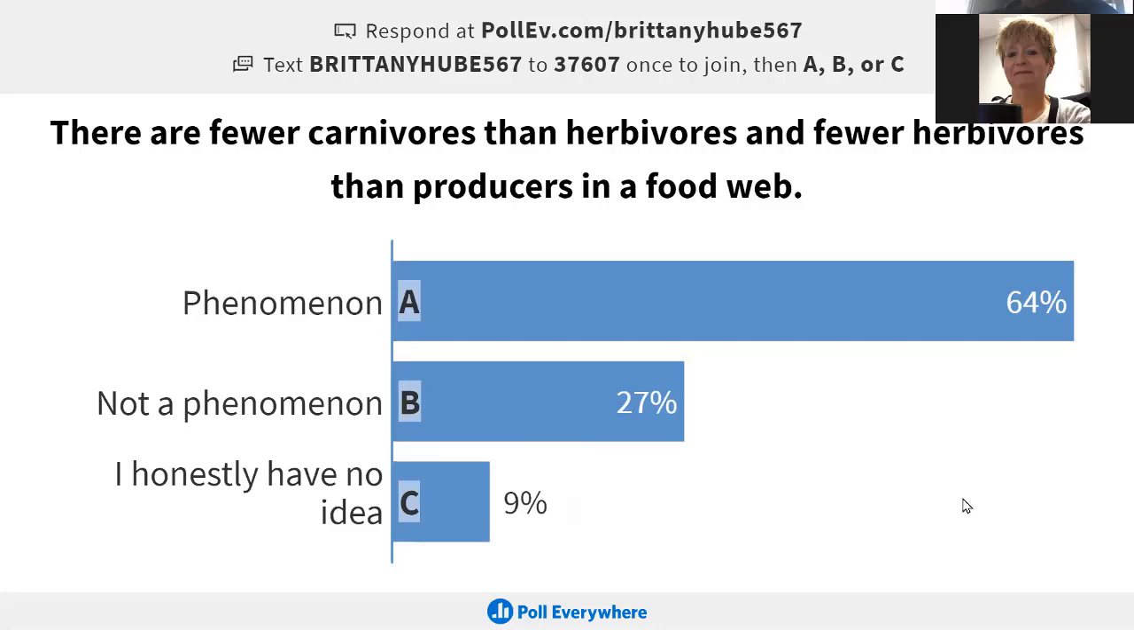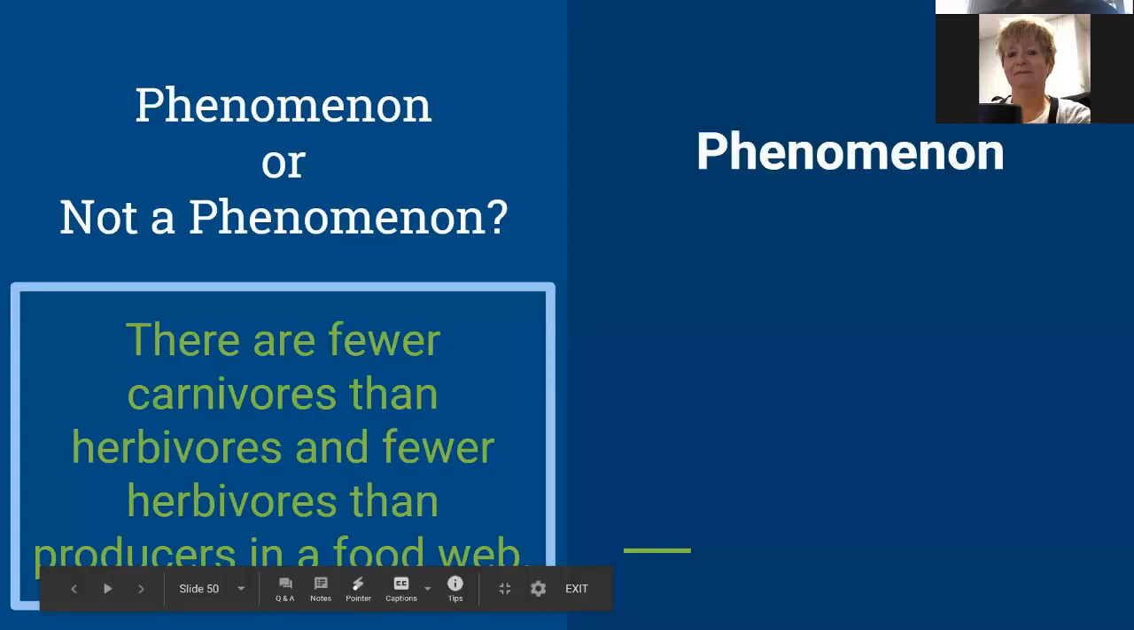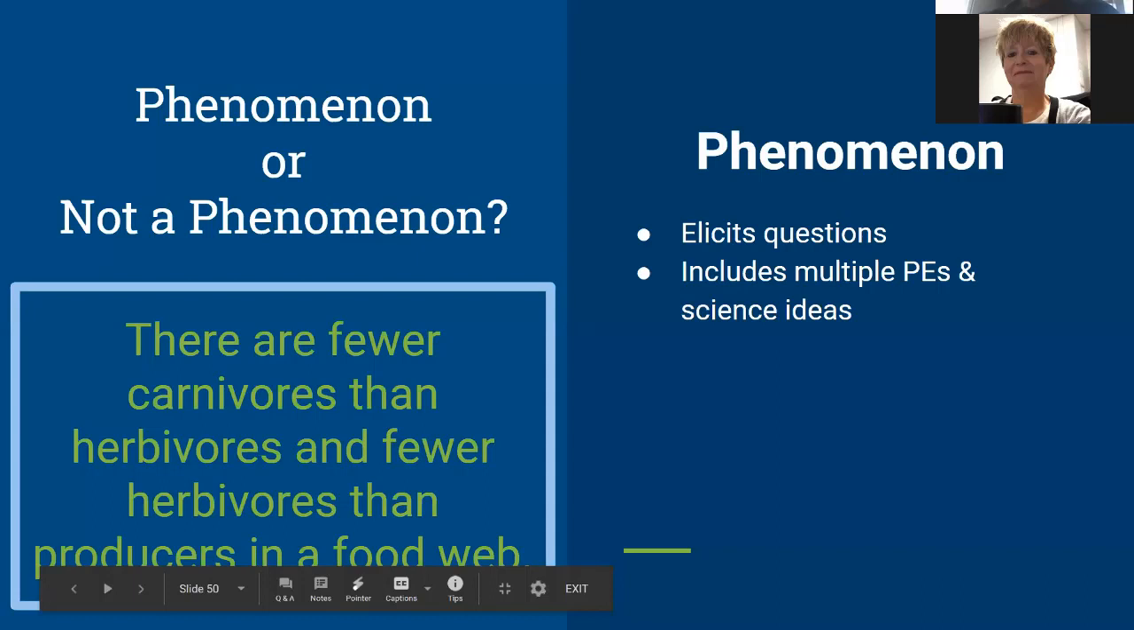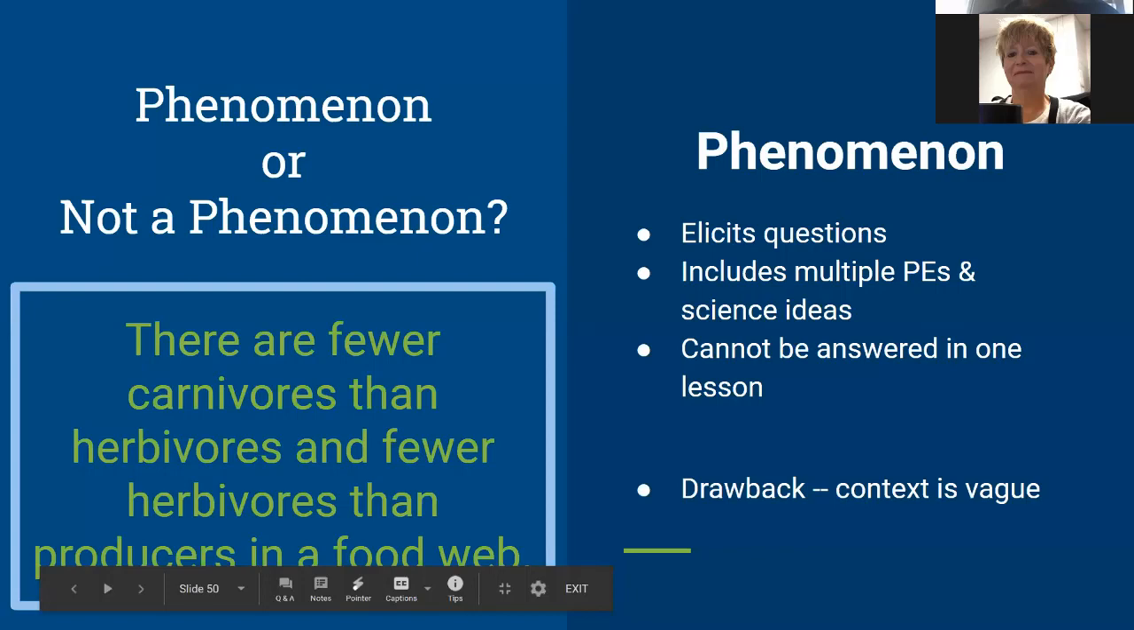All right. So yeah, this one is considered a phenomenon because it could elicit some questions like why, and it does include multiple PEs and science ideas. It cannot be answered in one lesson. There are multiple science ideas that are going to have to be explored. Again, the drawback is that the context is vague. So while this could be an anchoring phenomenon, we would want to find more of an example of this within the world instead of just giving this to students, because it's not likely to be very engaging.